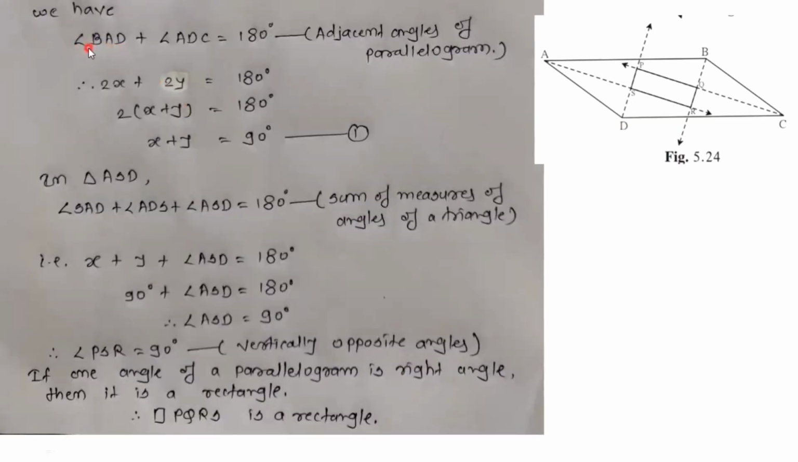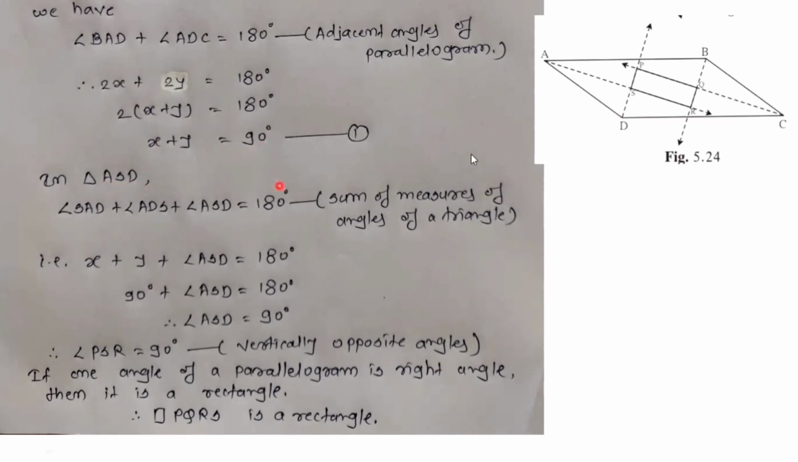Now we have angle BAD plus angle ADC equal to 180 degrees, because angle BAD and angle ADC are interior angles of a parallelogram, so they must be supplementary. Now for angle BAD, we have the substitution: the measure of this angle is 2x and the measure of angle ADC is 2y. So we have 2x plus 2y is equal to 180 degrees. If we take 2 common outside the bracket, we will have 2 into bracket x plus y is equal to 180 degrees. That is, x plus y is equal to 90 degrees.